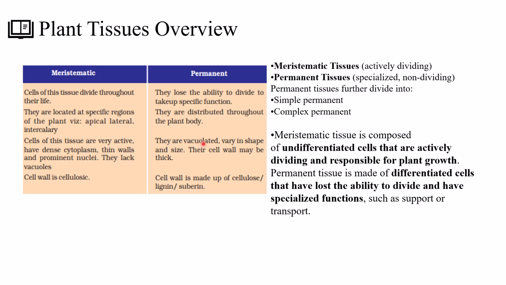In permanent tissue, cells are vacuolated. They vary in shape and size. Their cell wall may be thick. The cell wall is cellulosic, made up of cellulose or lignin or suberin. So these are the substances with which the cell wall is made. Let's move towards the next slide.